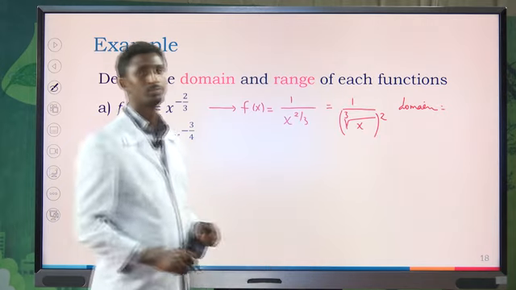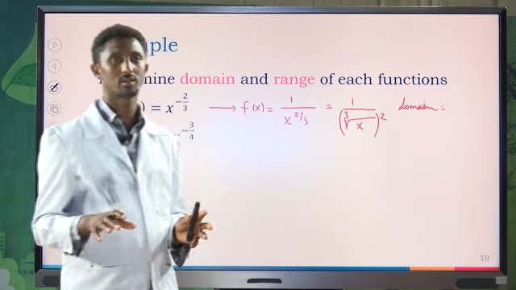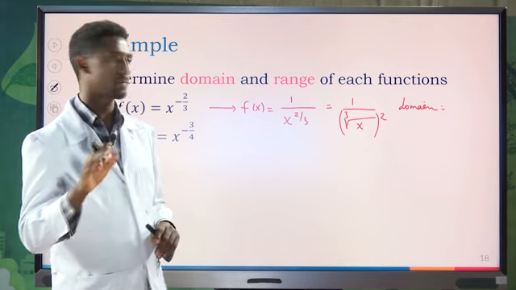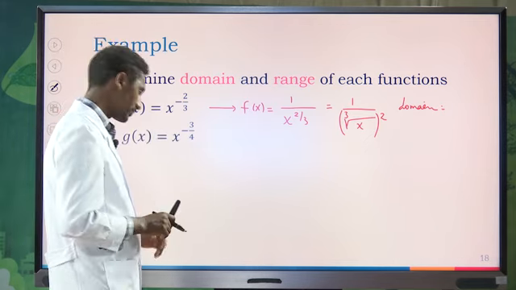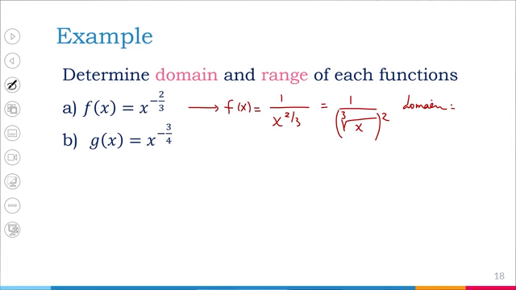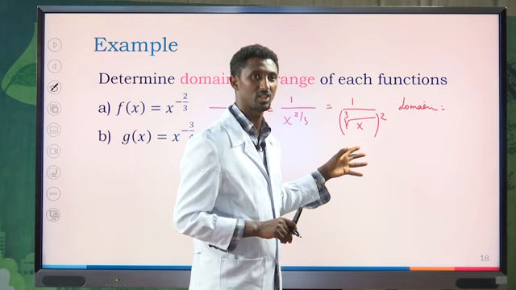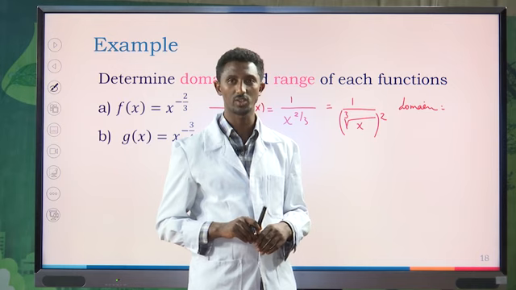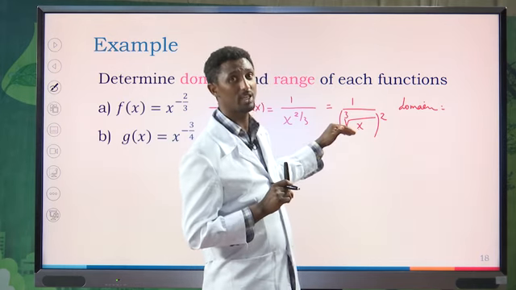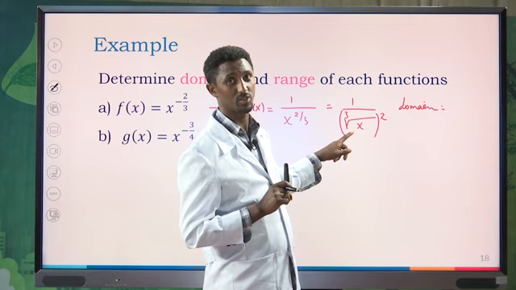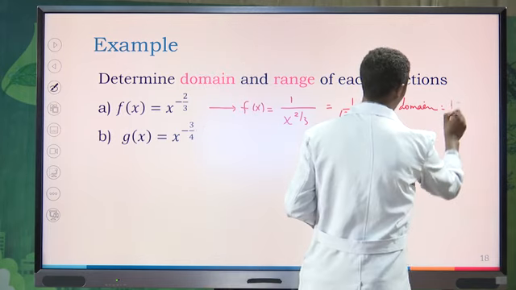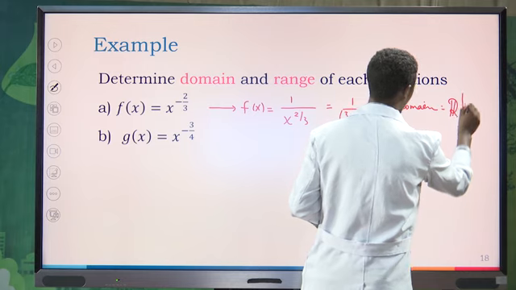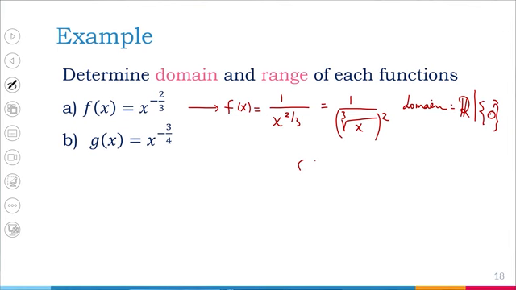Domain equals the set of real numbers that makes this given function defined. Since the index is odd, for the cube root of x, what numbers can be substituted in place of x? Every real number can be substituted in place of x. But since this is the denominator, x must be different from 0. So the domain is all real numbers except 0. And how can we determine the range?